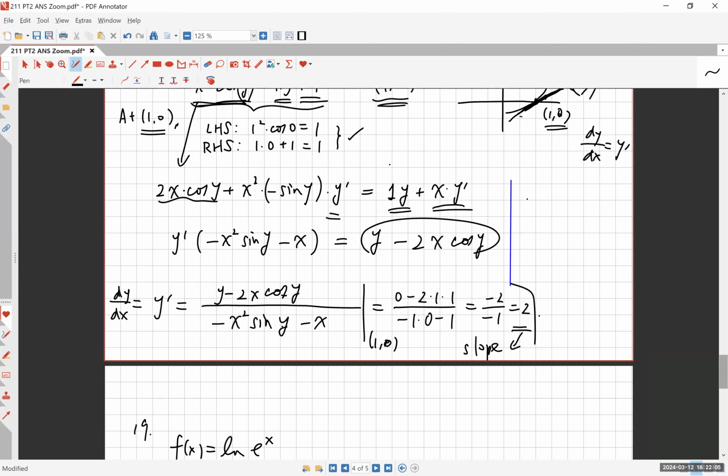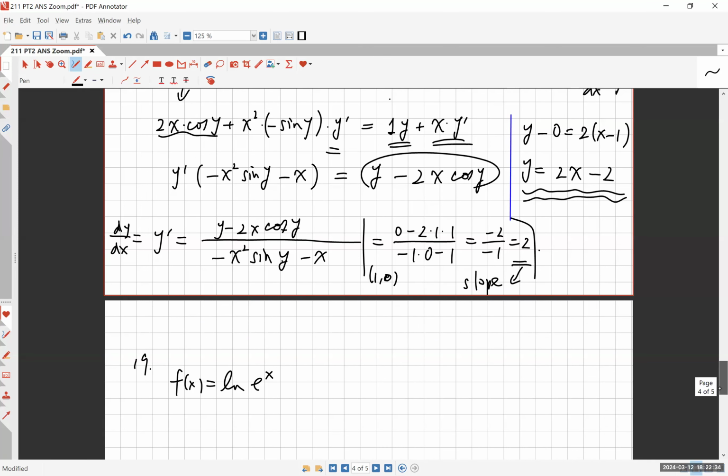Okay, so what happens here? Well, it's going to be the line that goes through 1, 0, and the slope is 2. So the answer to this question is y minus 0 is equal to the slope times quantity x minus 1. Now, of course, you can rewrite this as y equals 2x minus 2, and that's sort of like the standard slope-intercept form, and that is the answer to that question, what the tangent line equation is.